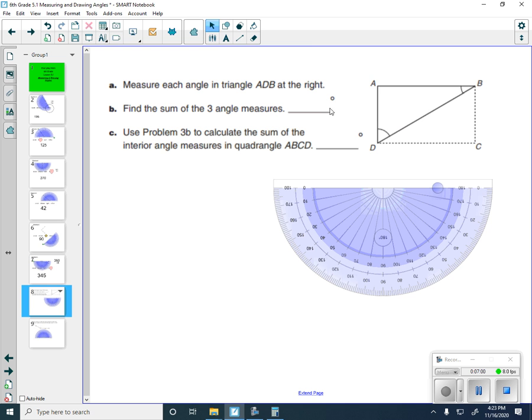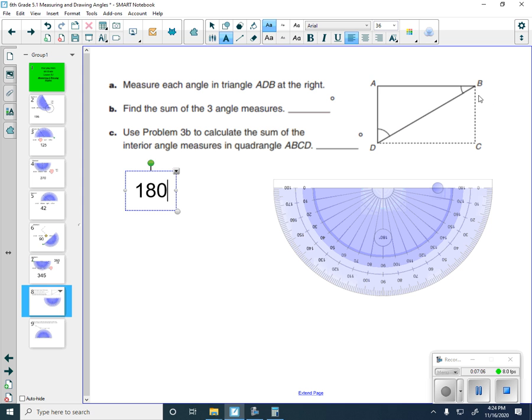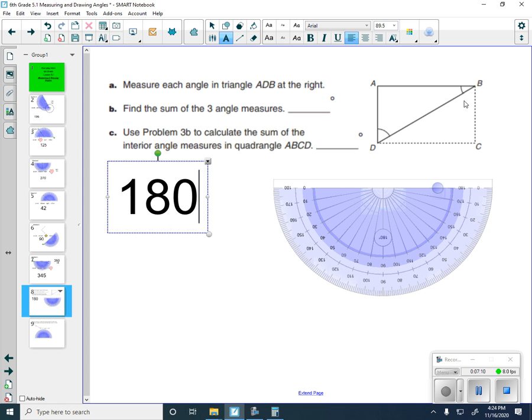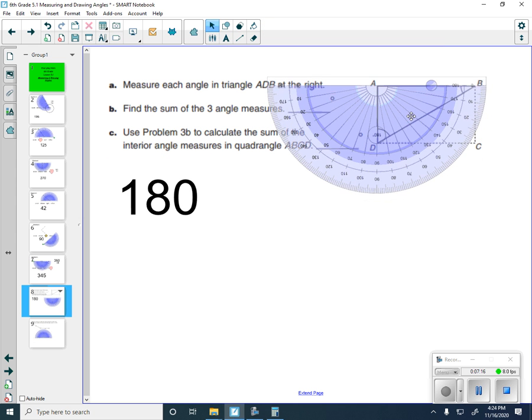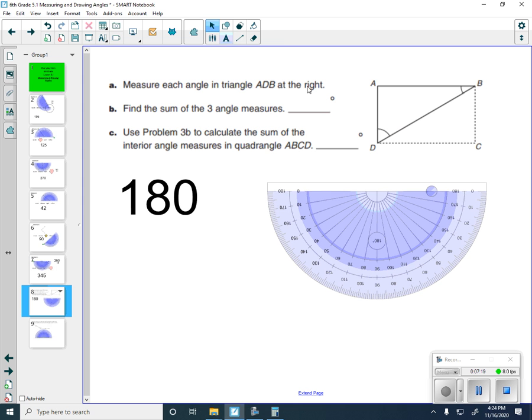Okay, and any review from 5th grade, all the angles in a triangle must equal 180. That's what you need to really make sure you memorize. All the angles inside a triangle equal 180. So let's measure angle A right now. I'm going to say it's probably 90 degrees. Angle A is 90.